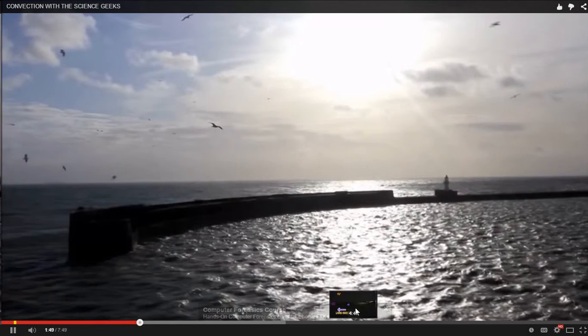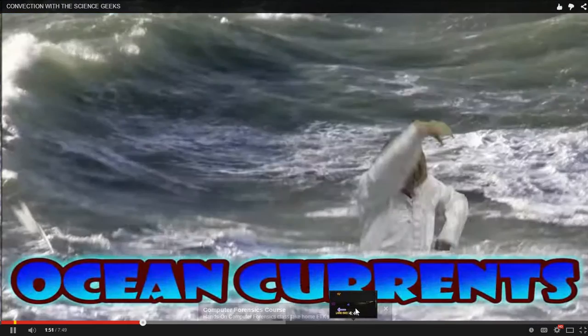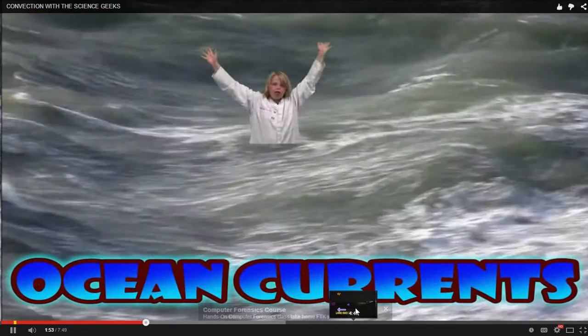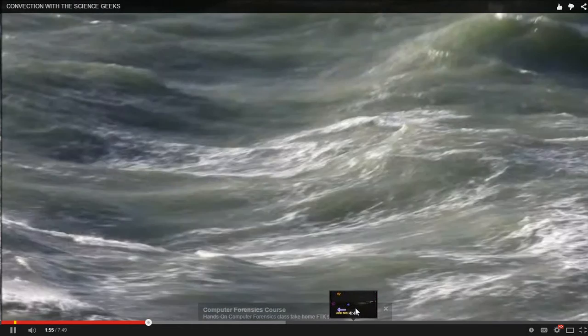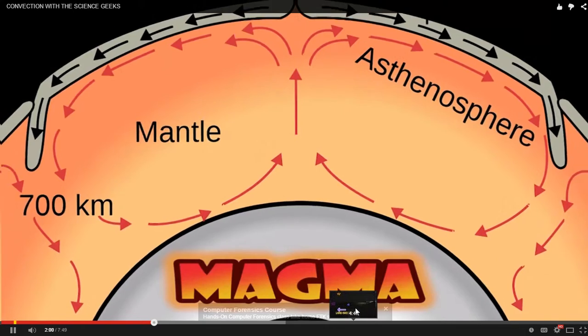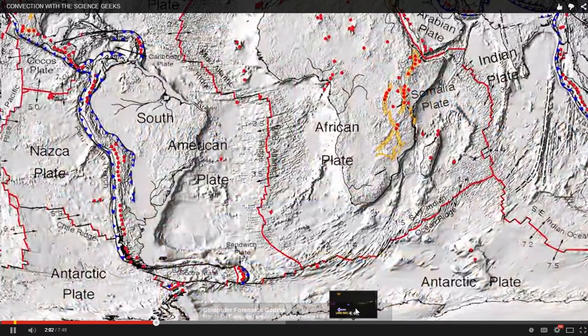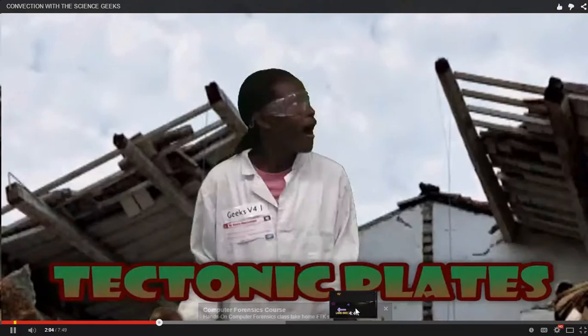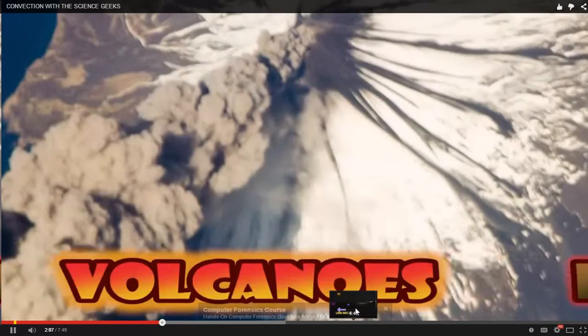Convection is responsible for the powerful currents in our oceans. These are dangerous for swimmers and drive the Earth's climate. There are also huge convection currents in the magma underneath the Earth's crust. These are responsible for the movement of the Earth's tectonic plates, which lead to earthquakes and volcanoes.